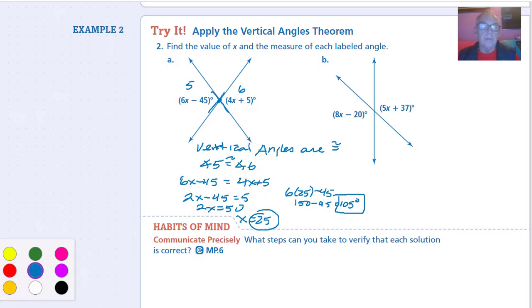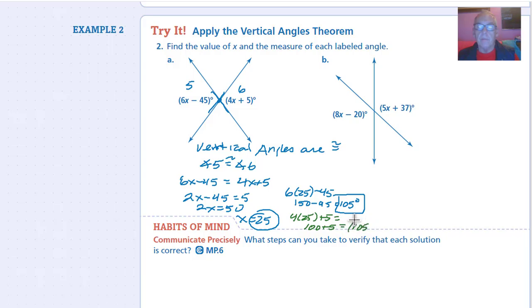To do the check, we would have 4 times 25, because we're plugging into this one now, plus 5, and that does equal 100 plus 5, which equals 105. So we know we have the right x because the two angles match.